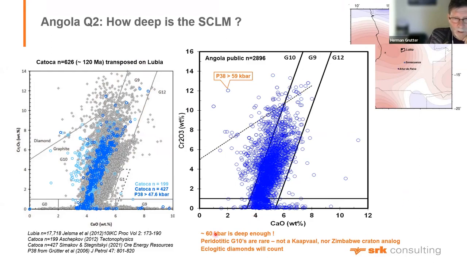Do we want bigger, higher pressures than 60 kilobars? No, that's deep enough. Are we going to see lots of pyrope G10 garnets in the Angolan setting? No, I don't think we are. So we are not looking at a Kaapvaal or a Zimbabwe craton analog. This is a different beast. And in this beast's setup, eclogitic diamonds will count. I'm waiting for the day that somebody puts out a diamond inclusion data set for Angolan diamonds. That has not yet happened, but I'm expecting to see a lot of eclogitic diamonds in Angola.